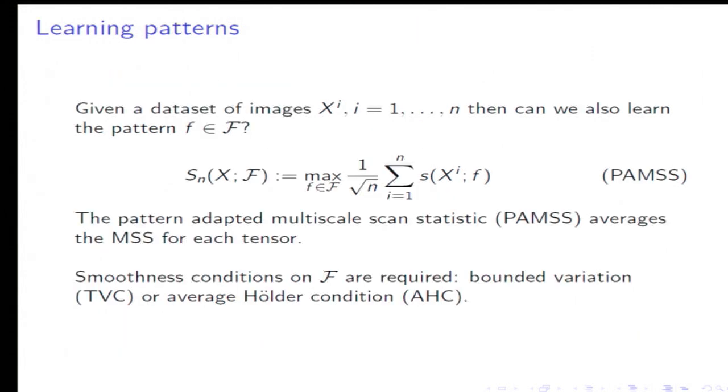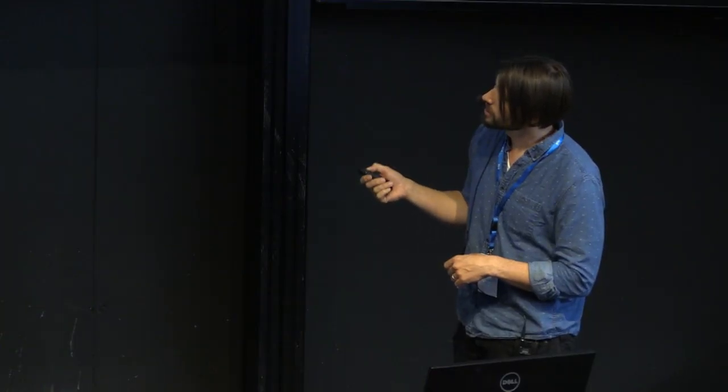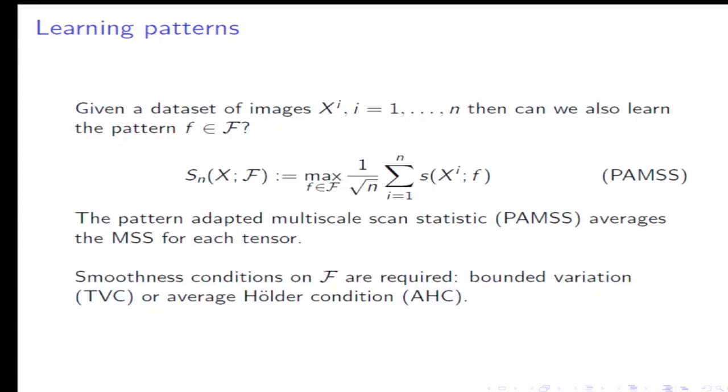Okay. So what I'm interested in is actually if you have a database of images, or more generally tensors, can we learn what this pattern is, right? So the way we do this is we take our scan statistic for the given image, and for all of these images, we take an average, and this is a z-score variant, and then we maximize with respect to selection of this function, right? And so we call this a pattern-adapted multiscale scan statistic.